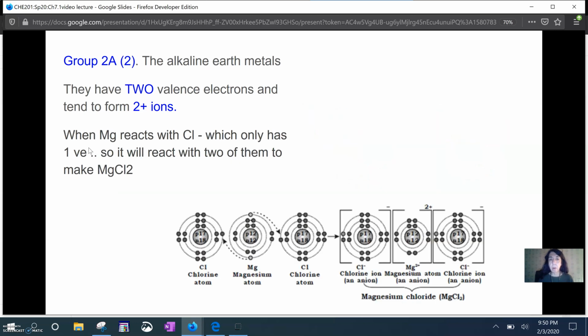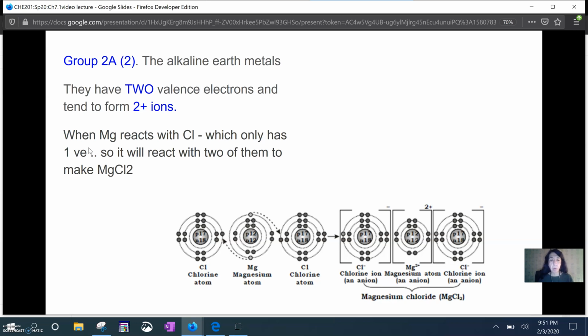Sometimes things can go together where they need 2 of the other ones. So magnesium reacts with chloride ions, and they only have 1 valence electron. So it will take 2 of them together with the magnesium. So magnesium gives up its 2 electrons, 1 to each chlorine atom, and makes magnesium chloride, which is MgCl2. So now you can start to see where these subscripts come from. Magnesium has 2 chloride atoms because it started out as having 2 valence electrons.